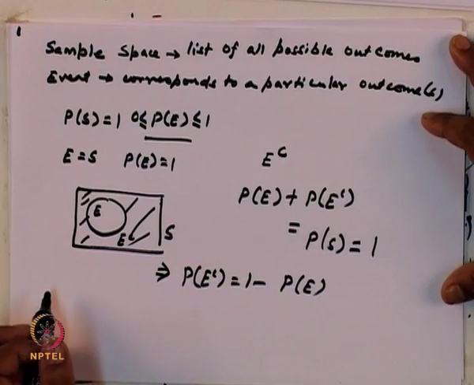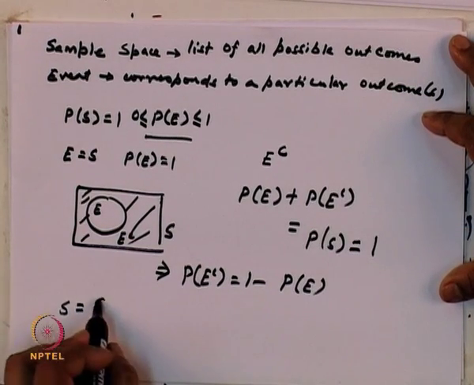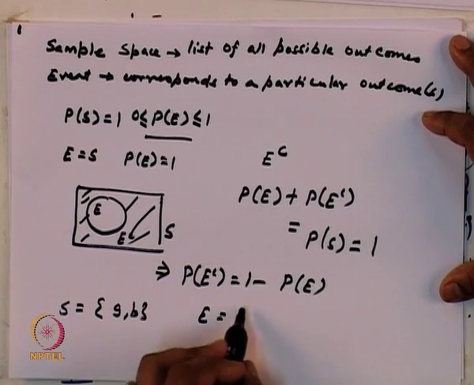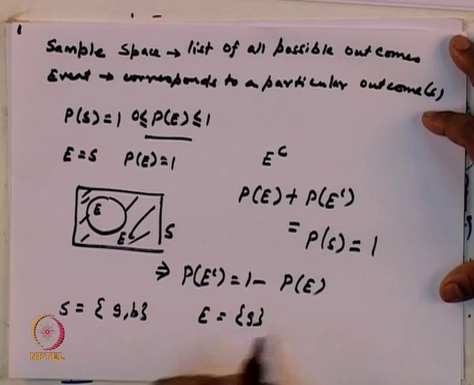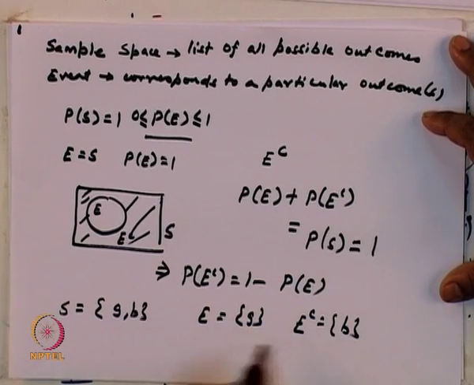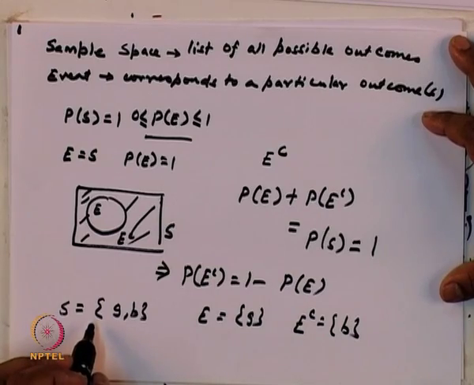Okay. So, if you have the sample of a girl and a boy, and you define E is equal to a girl, then E complement has to be equal to boy. So, E and E^C put together will return you the sample space.